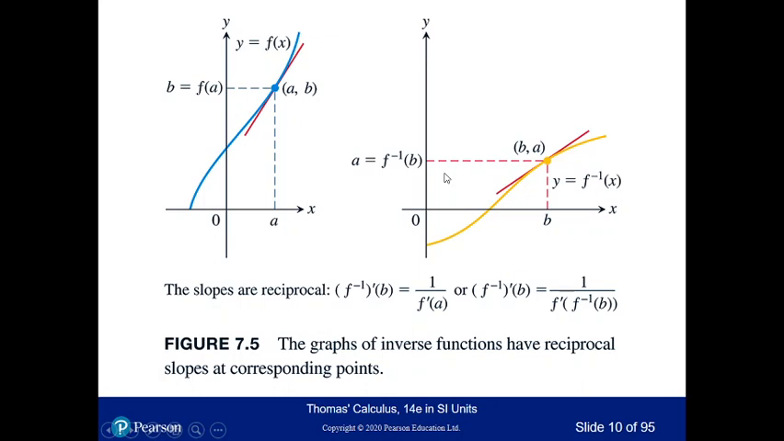Okay, now the goal of this section was, how would you find a derivative of an inverse? The derivative of an inverse is actually very simple. It is the derivative of an inverse at the point b is equal to 1 over f prime a. Alright? Okay, so these are the graphs of inverse functions which have the reciprocal slopes at corresponding points.